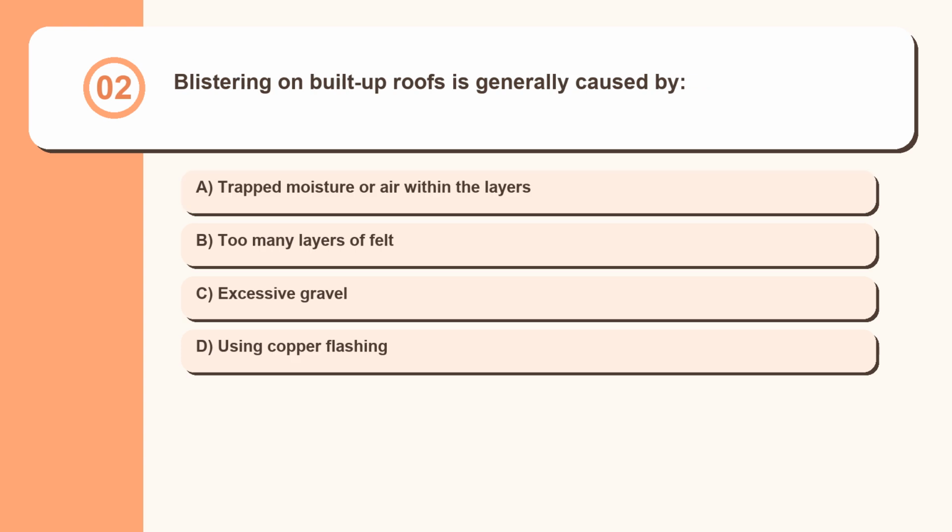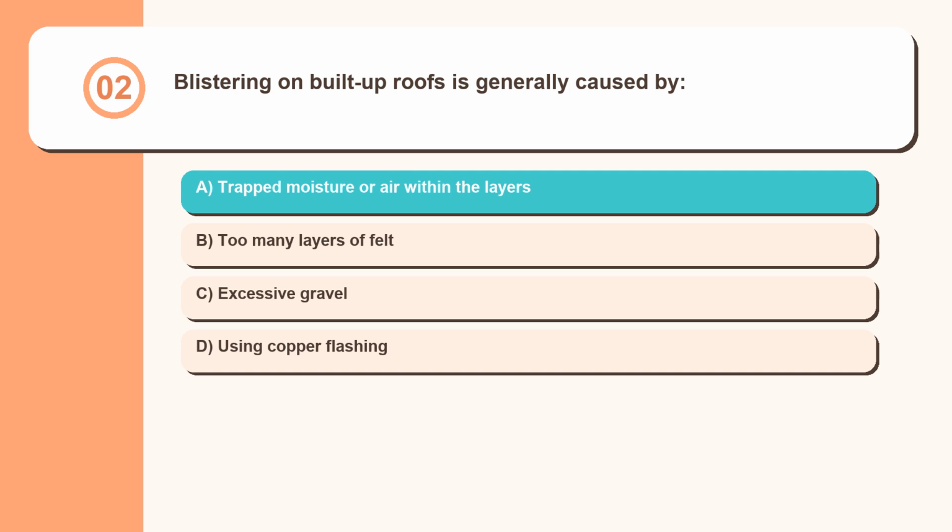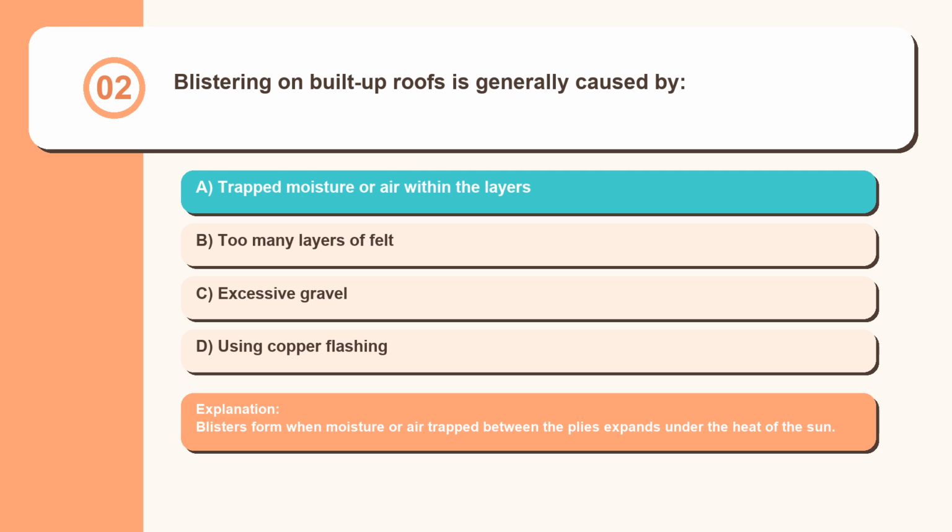Question 2. Blistering on built-up roofs is generally caused by trapped moisture or air within the layers, too many layers of felt, excessive gravel, using copper flashing. Blisters form when moisture or air trapped between the plies expands under the heat of the sun.